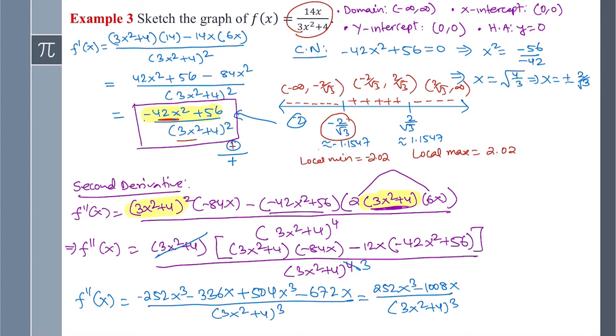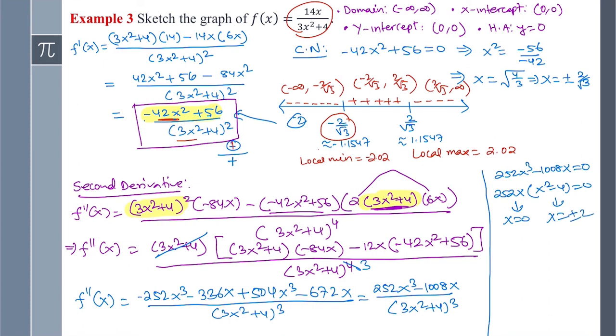Now to find the inflection points, we will take this numerator and set it equal to 0, because setting the second derivative equal to 0 is the same as just taking the numerator. So 252x cubed minus 1008x equals 0. If we factor out 252x, then we get x squared minus 4 equals 0. From here you get x equals 0, and from here you get x equals positive or negative 2.